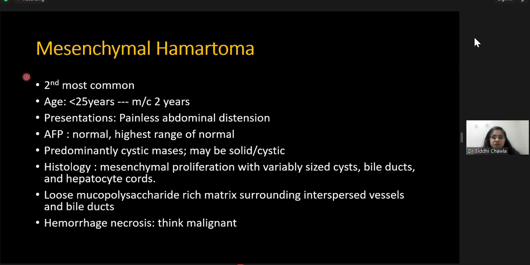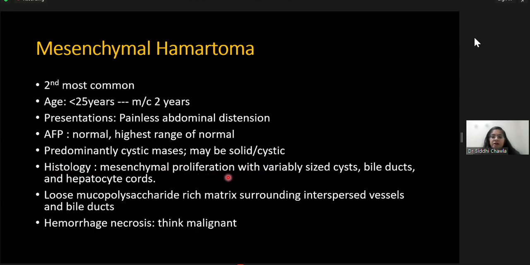So this was a case of mesenchymal hamartoma. It is the second most common benign liver tumor. Age is mostly less than 25 years. However, most commonly it occurs in less than 2 years of age. The presentation is again as a painless abdominal mass with distension. AFP levels are normal, and predominantly it is a cystic mass, and it may appear to be solid or cystic.